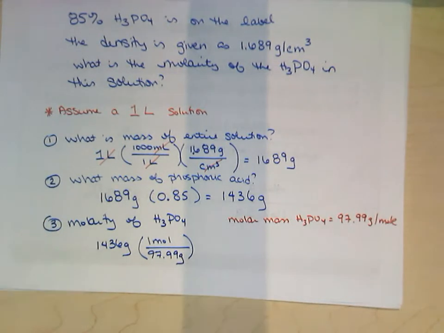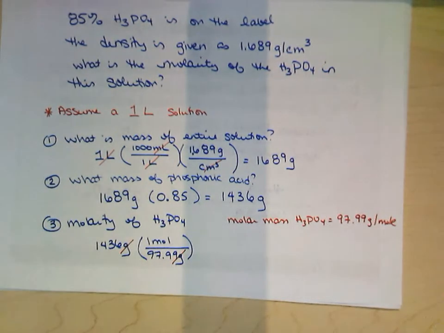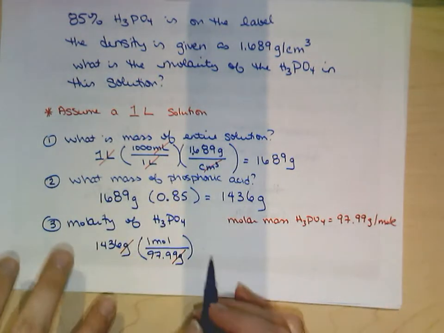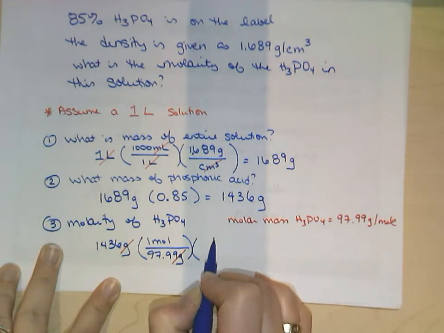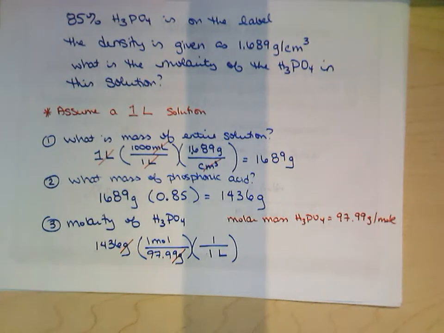What is the issue that I've now run into? Right, if I do this, I'm in moles, but I want to be molarity. So molarity is in moles per liter. Right, I gave you 1 liter. So you just have to remember that I gave you 1 liter up here. Good. And that should be 14.36.